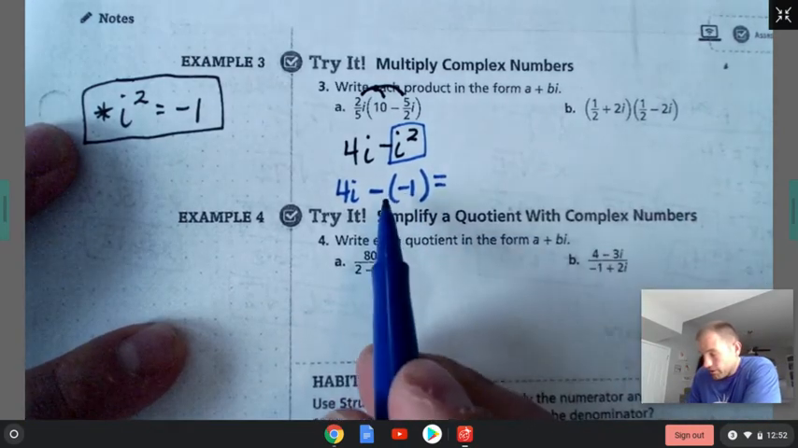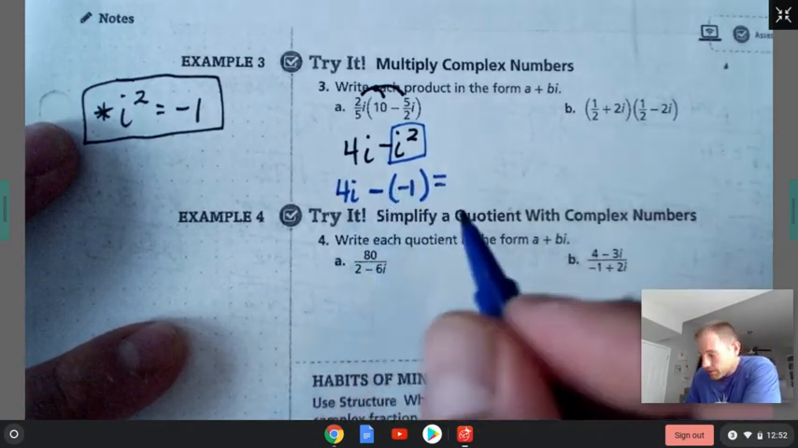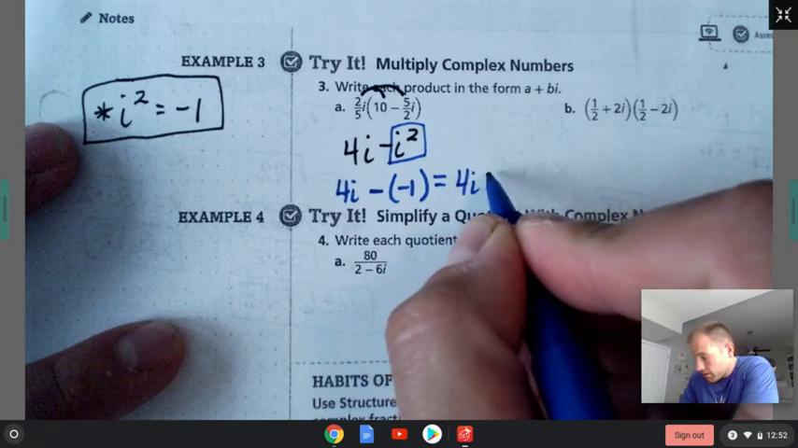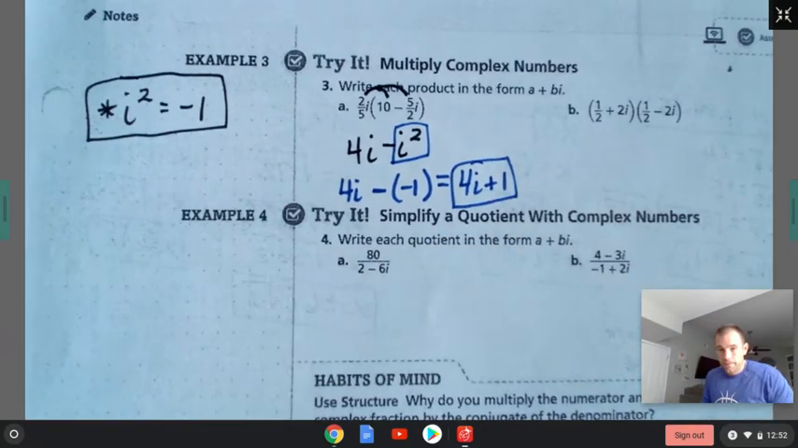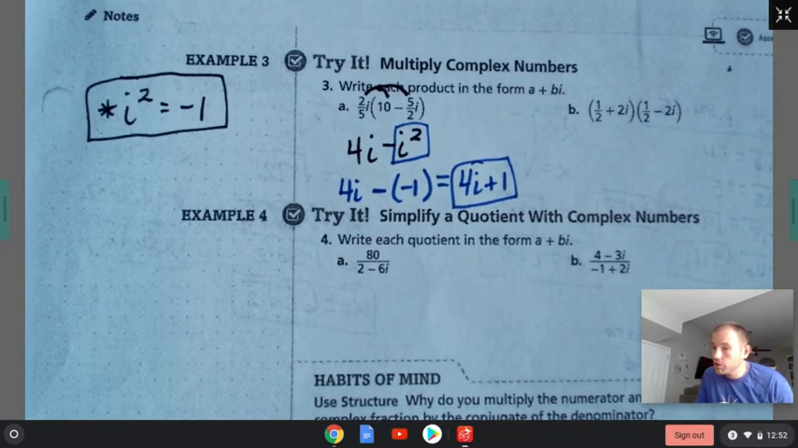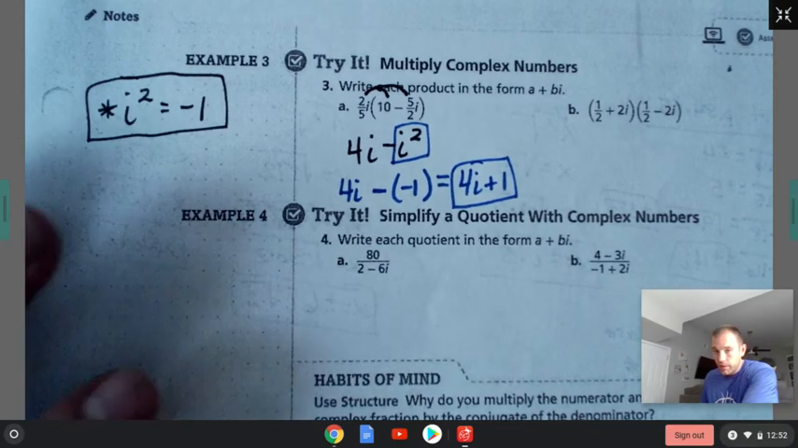So then my final answer, these two negatives become a positive, is 4i plus 1. And I'm done. Okay, so as long as you remember that i squared is negative 1, you will be in good shape. Okay, it's always, always, always negative 1.